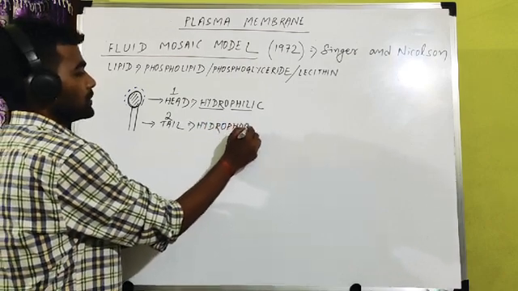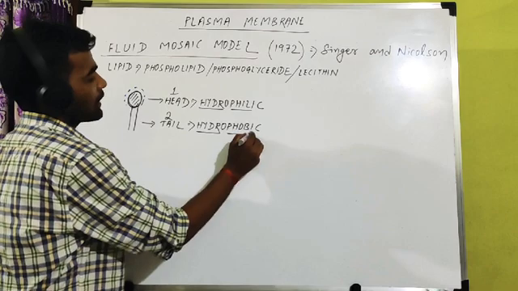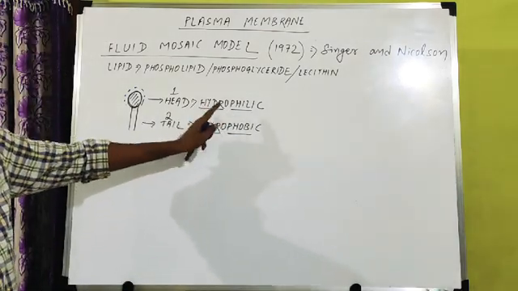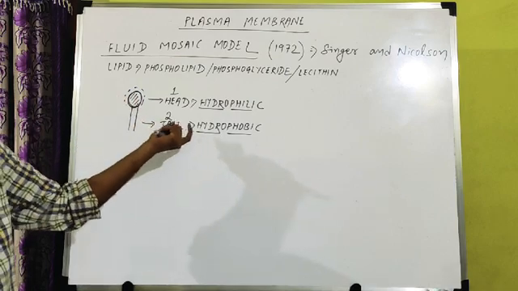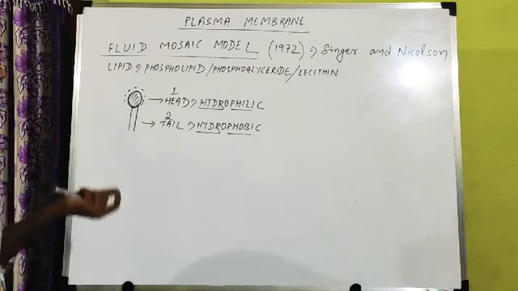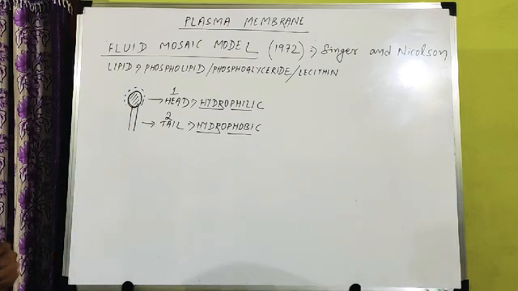Hydrophobic. So this is very important. Hydro means water, phobic means hating. Philic means loving. So the water-loving part is the head, and the water-hating part is the tail. Why? The head is different from the tail in being hydrophilic or hydrophobic, in respect of water loving.